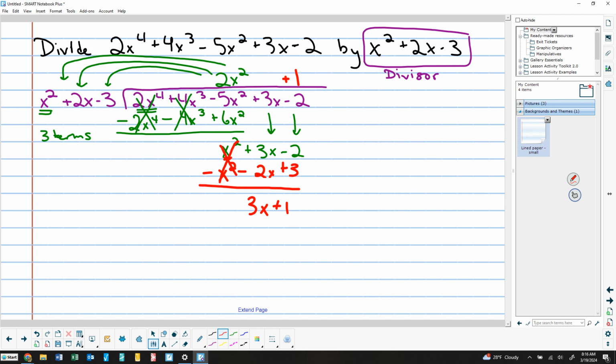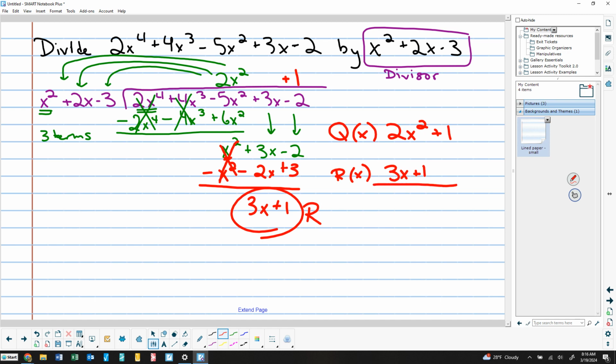So this is my remainder, and 2x squared plus 1 is my quotient. So Q of x is 2x squared plus 1, and my remainder would be 3x plus 1 over x squared plus 2x minus 3. Okay, so those are 2 examples of long division and how they would work out.